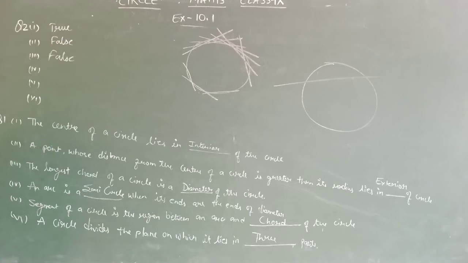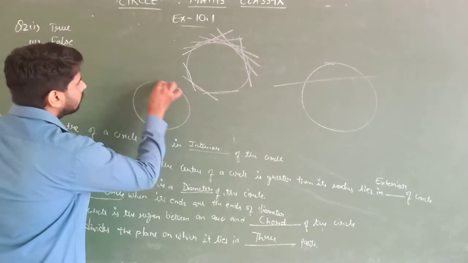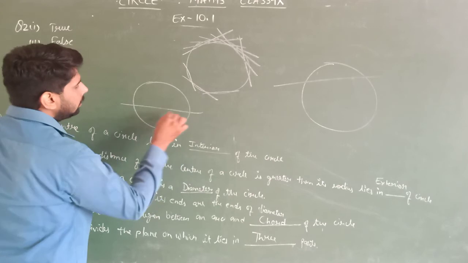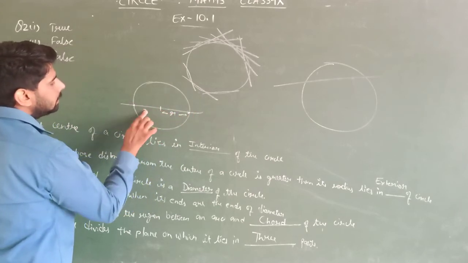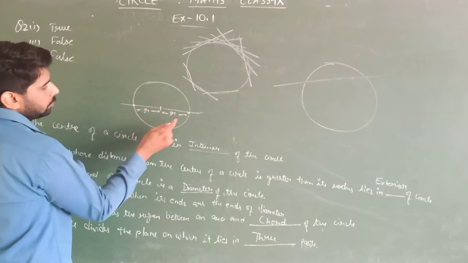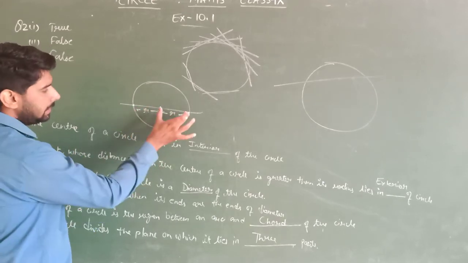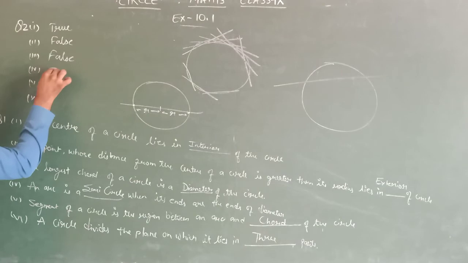Next one is a chord of the circle which is twice as long as its radius is the diameter. A chord, ये भी रेडियस है, ये भी रेडियस है. So इस कोड का डिस्टेंस रेडियस के डबल है. Yes, so that is true.